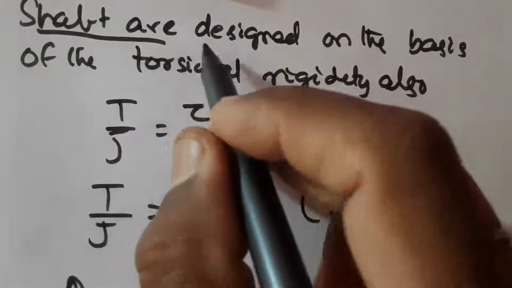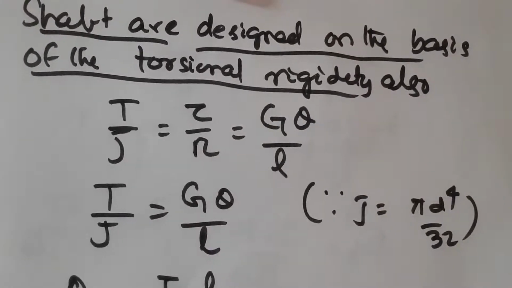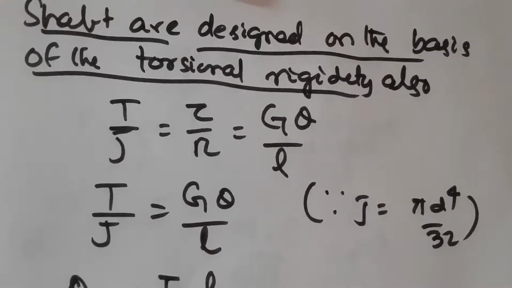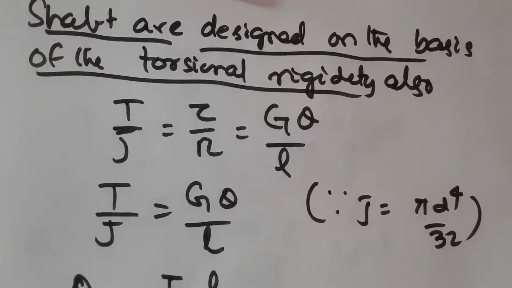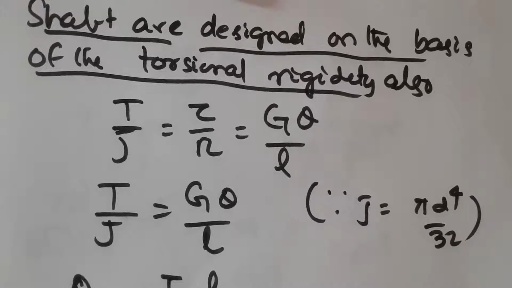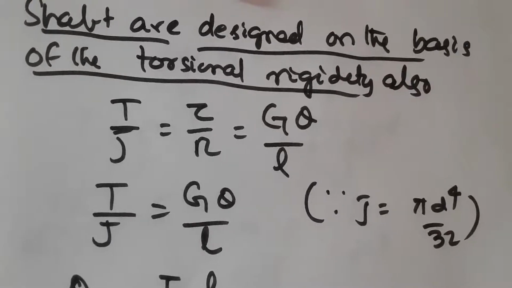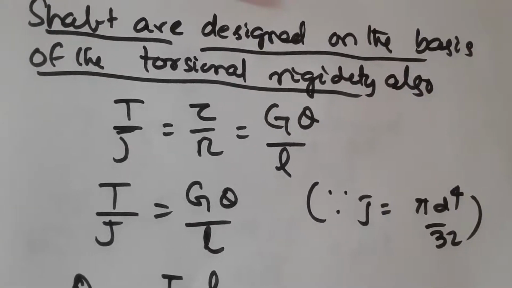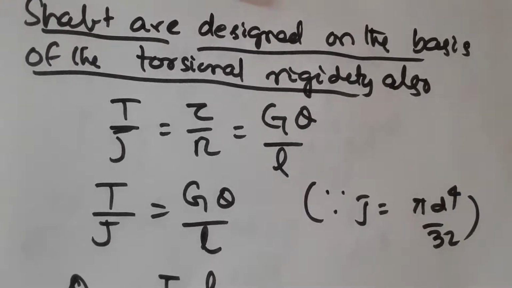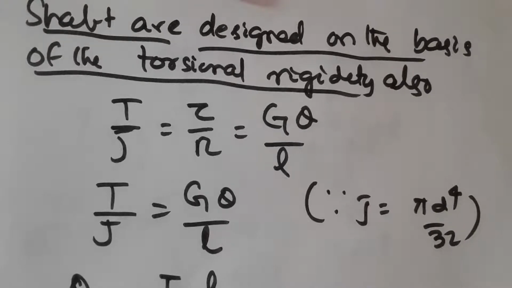Shafts are also designed on the basis of torsional rigidity. In certain applications, shafts are designed on the basis of torsional rigidity or lateral rigidity. A transmission shaft is said to be rigid on the basis of torsional rigidity if it does not twist too much under the action of external torque. When you apply some torque, it will definitely twist the shaft. But if the twisting is not too much, then we say that it is a torsionally rigid shaft.